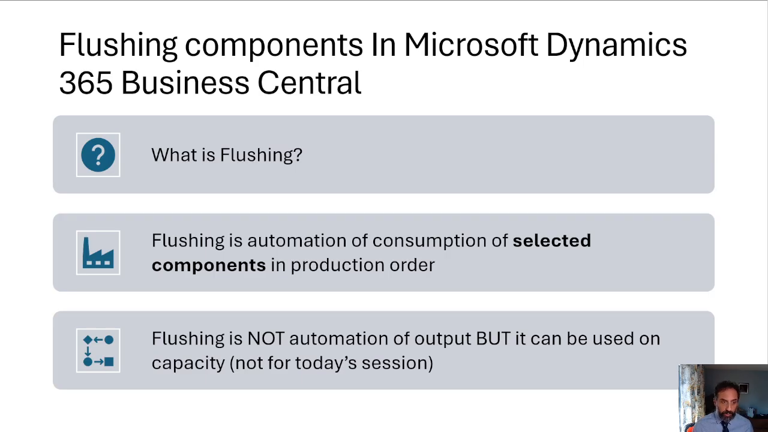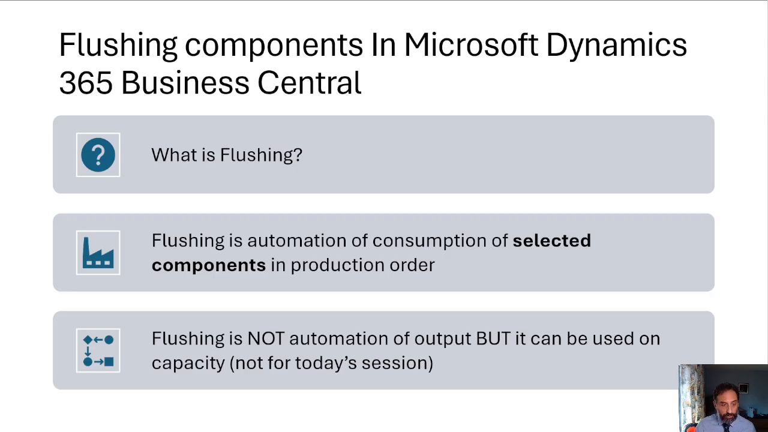In Business Central, we flush consumption of selected components, which means you can have some components that are automatically flushed, consumed, but other components in the same production order might be set up to be manually consumed with a journal, right? So flushing is not automation of output. That's very important, right?